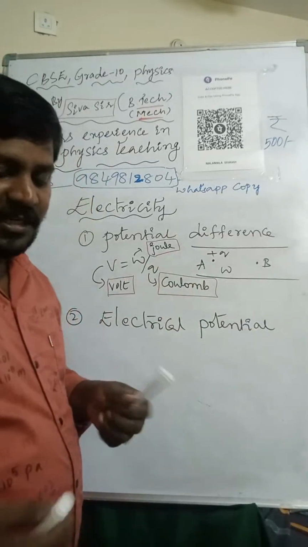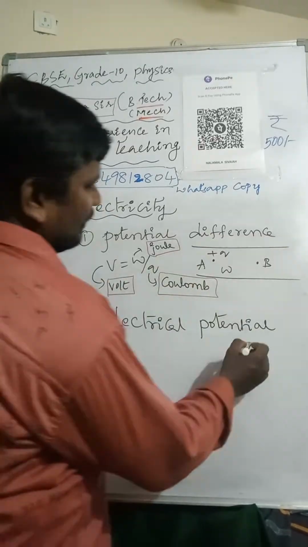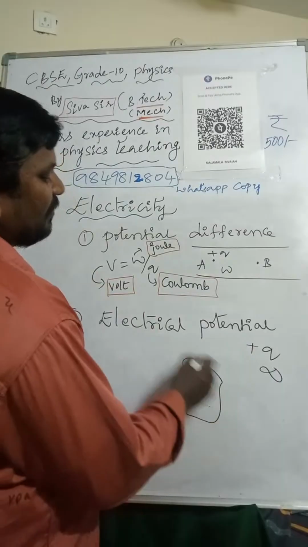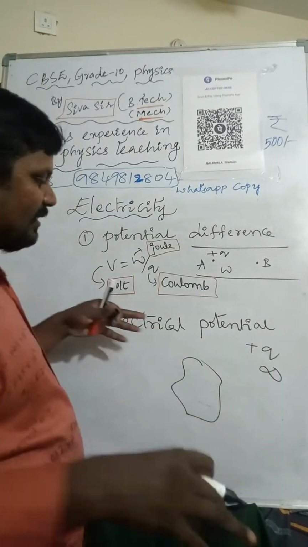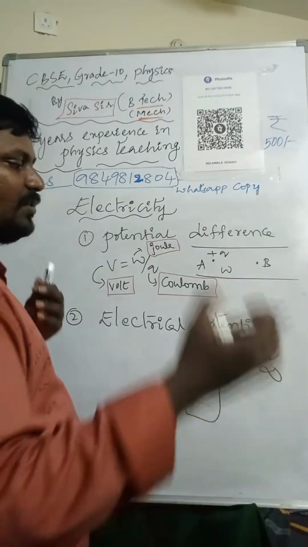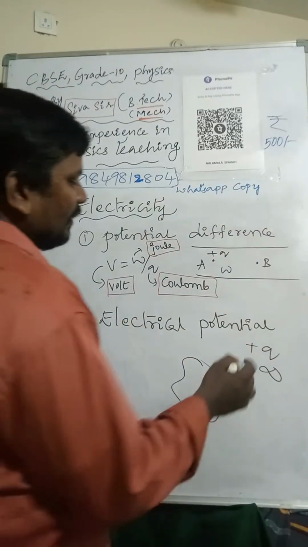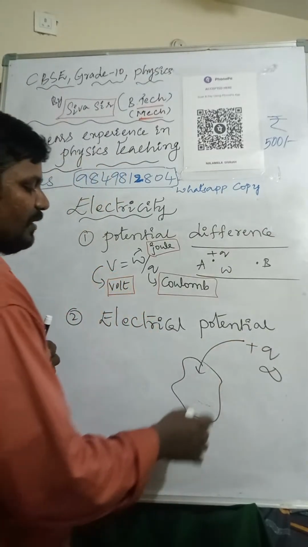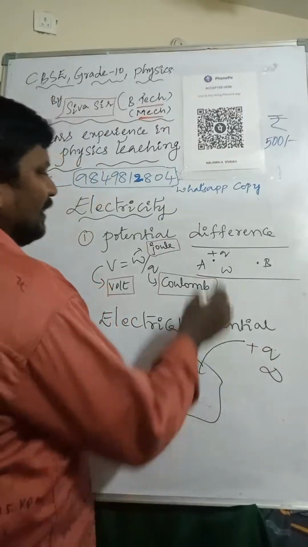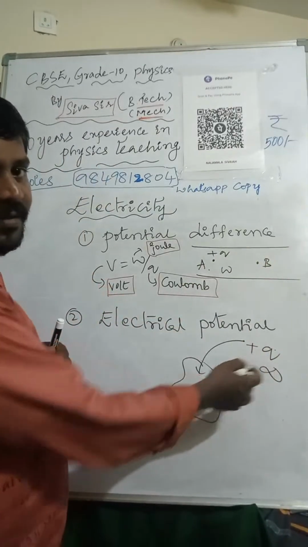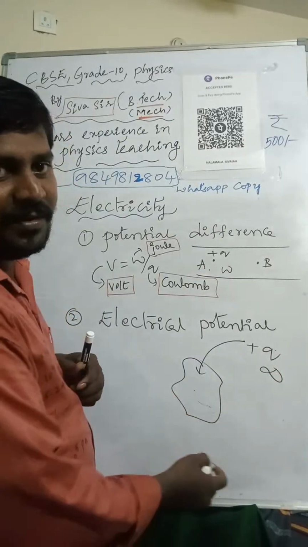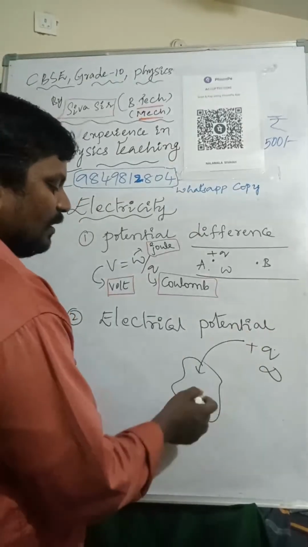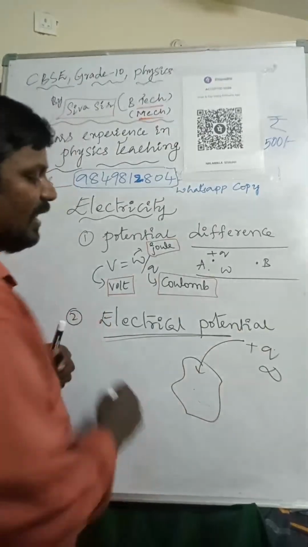Whereas electrical potential is for the required field. Here I am considering infinity, suppose a positive charge is there. So this is the required field. We are bringing this positive charge from infinity to the required field. Here it was one point to another point, but here it is from infinity to the required field. Then we can say that is nothing but electrical potential.